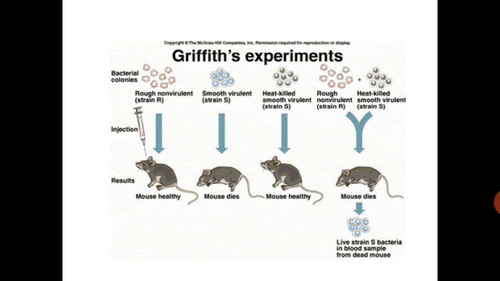Once again, it has been shown diagrammatically in this slide. We can see here the rough non-virulent R strain injected into the mice, and the mice was healthy. When smooth S strain bacteria were injected, the mice died of pneumonia. Thirdly, Griffith used heat killed smooth virulent strain, and the mice was healthy. And when rough non-virulent R strain was mixed with heat killed smooth virulent S strain bacteria and injected into the mice, the mice died, and live S strain bacteria were observed in the blood sample from the dead mouse.